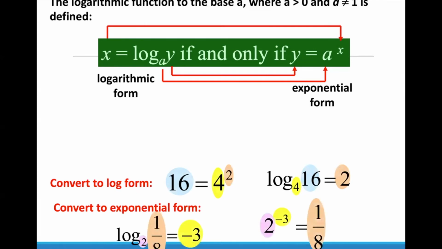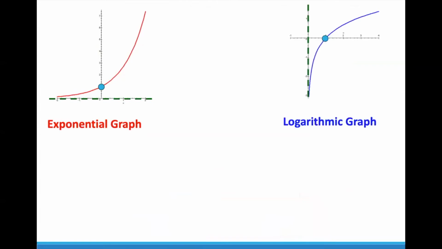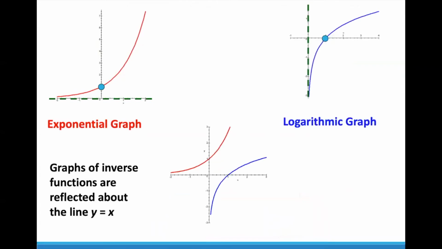Observe, as you can see, when we convert an exponential to logarithmic form, notice that the exponent in the exponential becomes what the log is equal to. So, given the graph of an exponential function and a logarithmic function, if we combine them, since they are inverse of each other, they are reflected about the line y equals x.